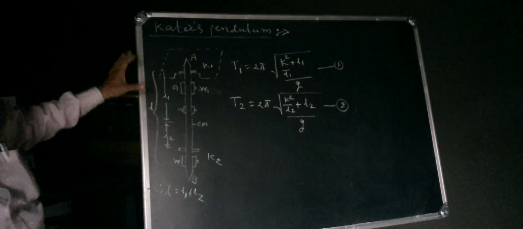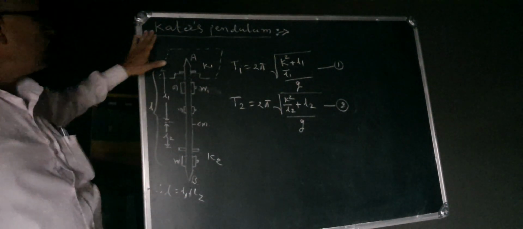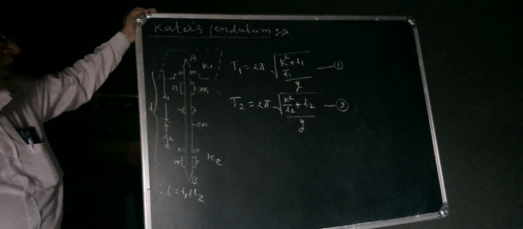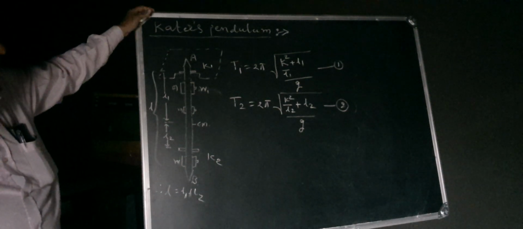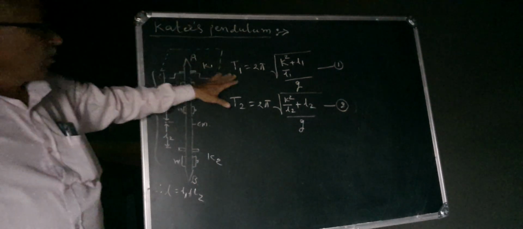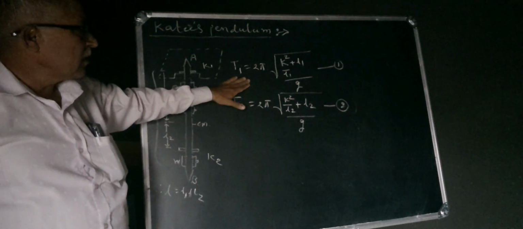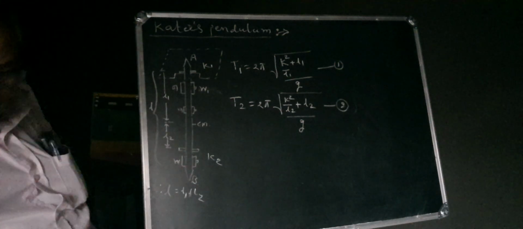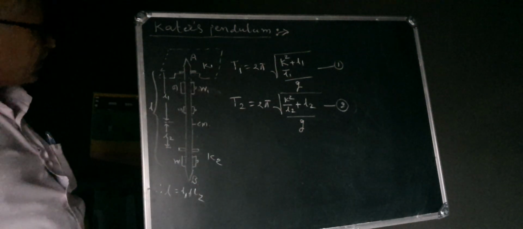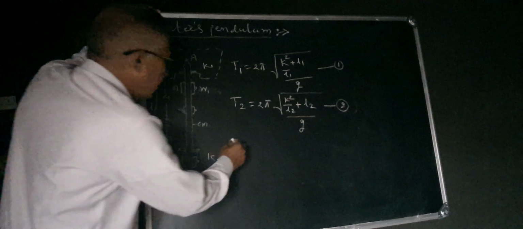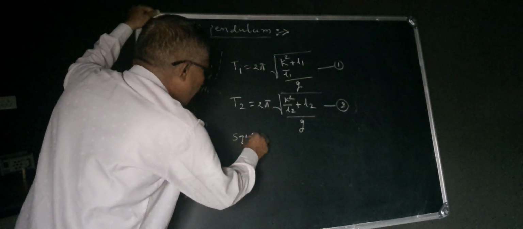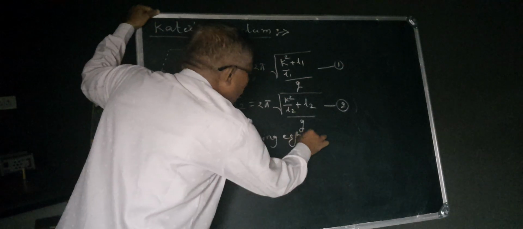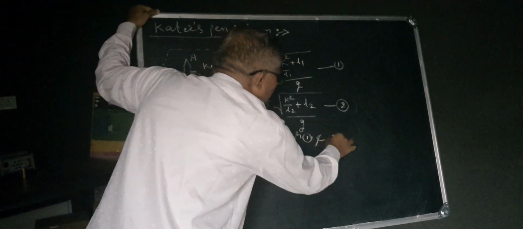Now what we want to do: Kater's pendulum is used to measure the acceleration due to gravity, that is the value of g. Now we have calculated first the time period T1 and the time period T2. Now we are squaring equations 1 and 2.